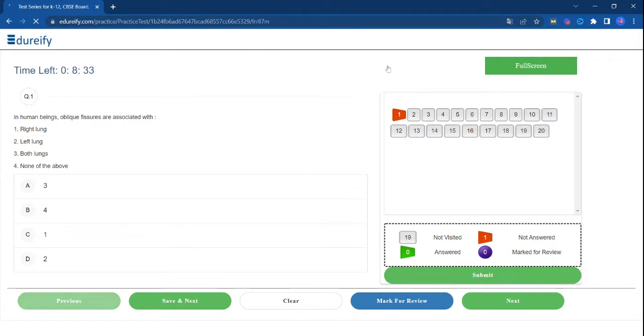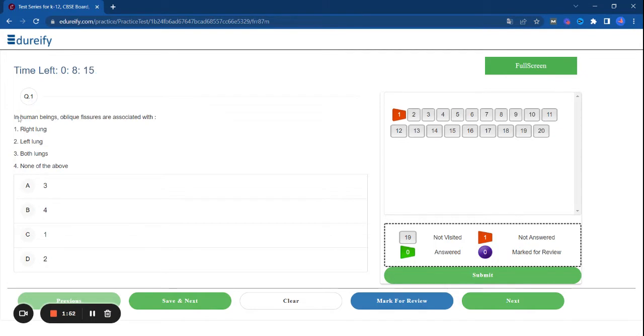So you have the same exam experience with our online mock test. You will be getting 20 questions and there will be a time limit. Within this time limit you have to complete all these questions, submit your answer sheet and see your report.